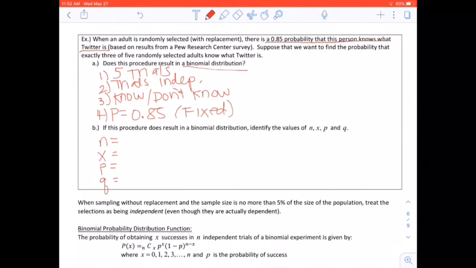So n is the number of trials, which is 5. X is the number of successes, and we wanted exactly 3 of those. P, we actually have written up above. P is 0.85. And then Q would be the probability of failure, so opposite of success. So we're going to go ahead and use that complement rule and do 1 minus 0.85, and we get 0.15.